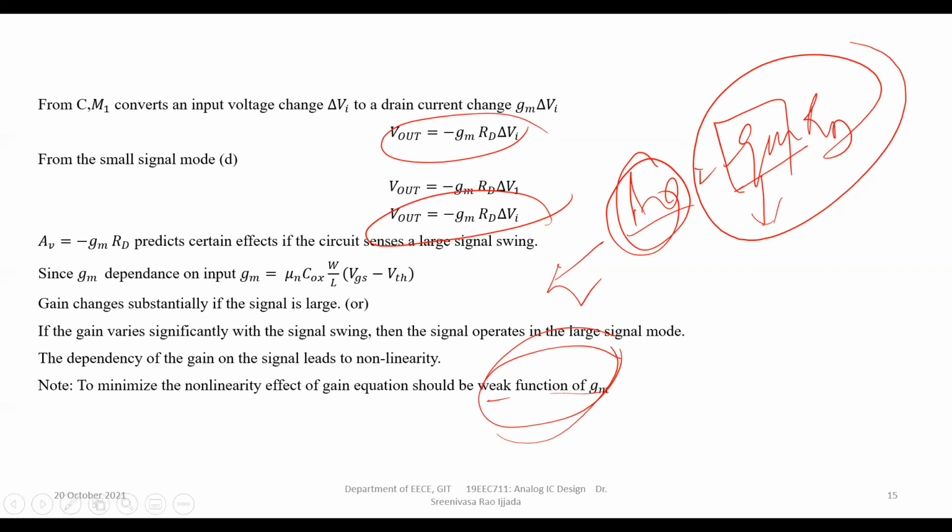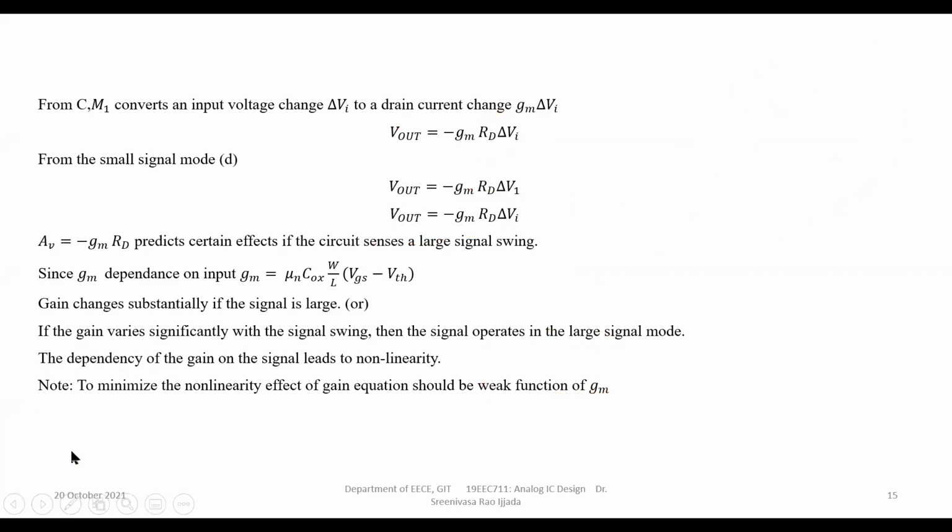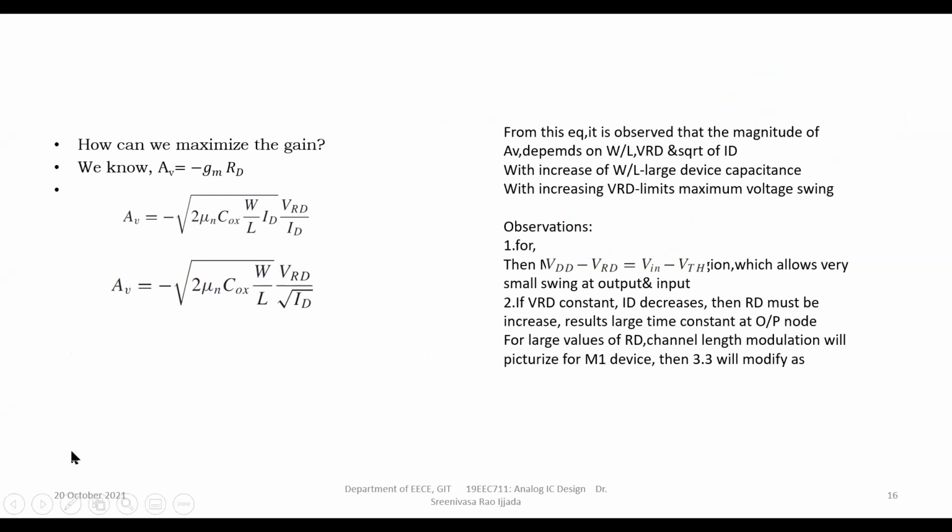Linear gain. So now, how can we maximize the gain? How can we maximize the gain? The gain can be maximized because we know this equation we just derived. In this equation, AV is equal to minus gm RD.